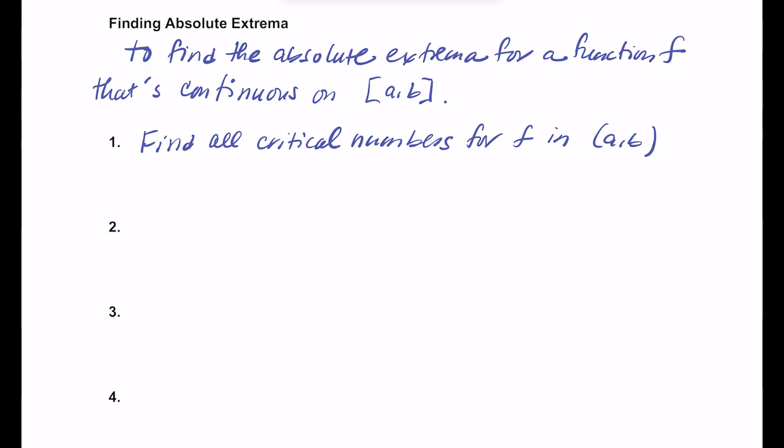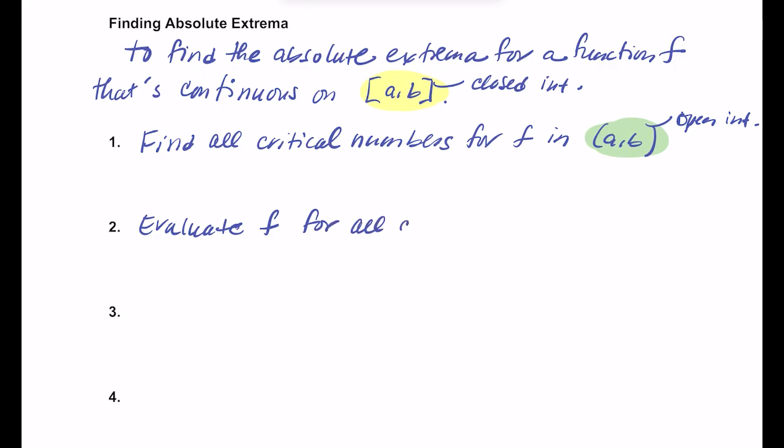Right, so again, I want to make sure we're all clear on this. This is a closed interval, and then this is an open interval. Okay, so first we find all the critical numbers for f in the open interval. Then we're going to evaluate f for all those critical numbers, similar to what we were doing in the past with the first and second derivatives. And then we're going to evaluate f for the endpoints a and b of the closed interval.